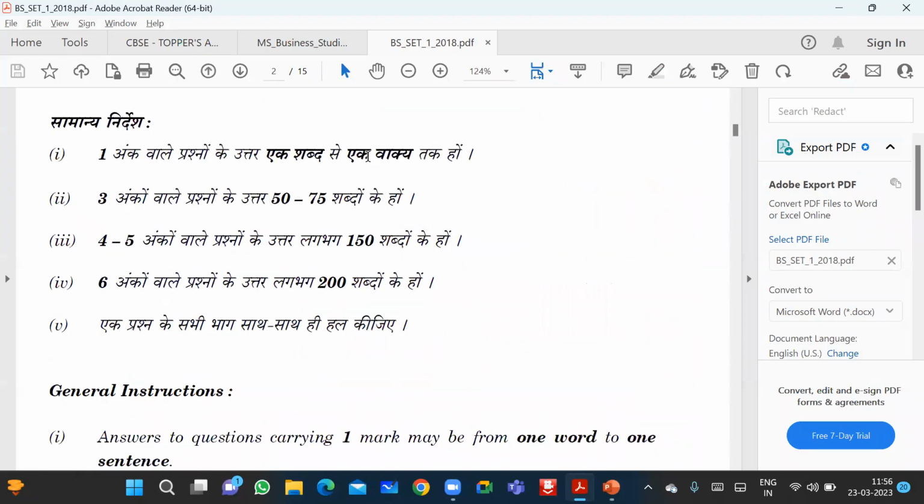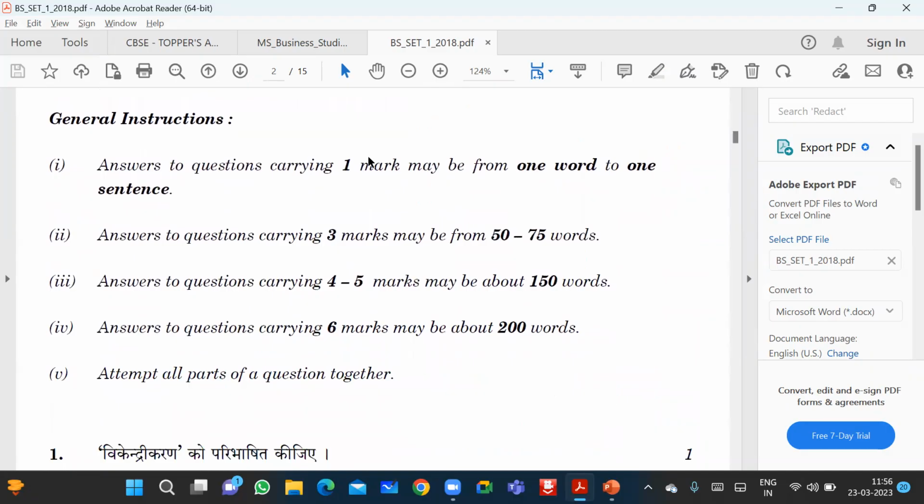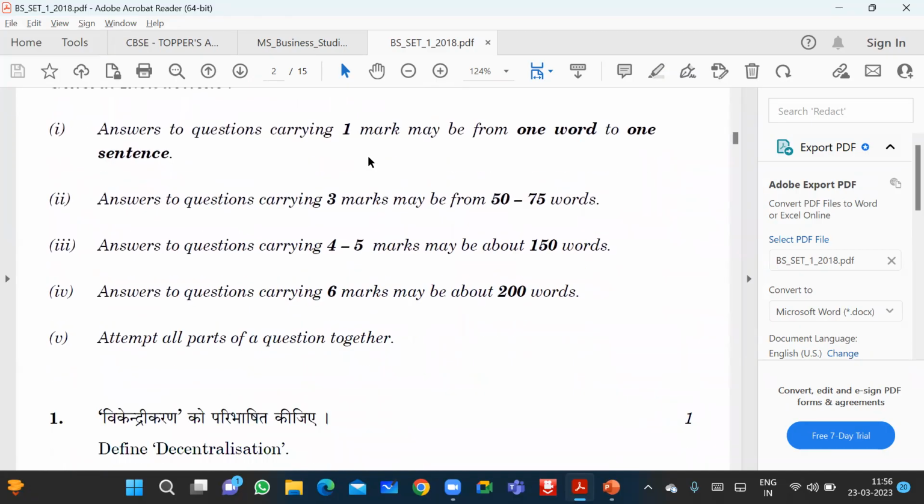Let's have a look at the instructions. A 1 mark question has to be written from one word to one sentence. A 3 marks question has to be written in about 50 to 75 words. That means if there are 3 points to be written, then each point should be about 25 words, that is 2 to 3 lines for 1 point.